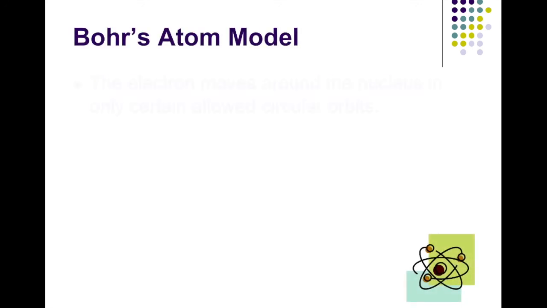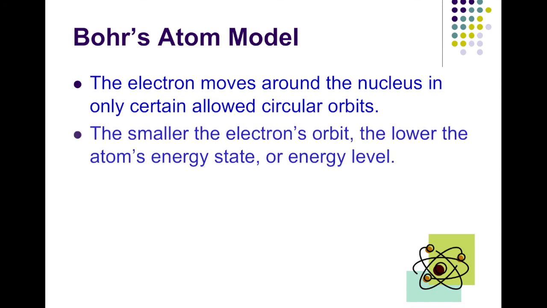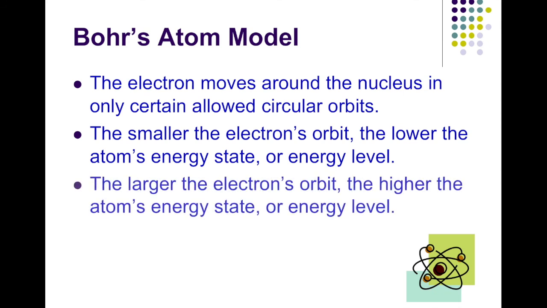Now a little bit more on Bohr's atom model. The electrons move around the nucleus in only certain allowed circular orbits. These orbits depend on the level that they're at and how much energy they have, depending on their element and how many electrons there are. The smaller the electron's orbit, the lower the atom's energy state, or the energy level. So the closer it is to the atom, the lower the energy. The further from the atom, the more energy it has. And the larger electron orbits have a higher atom energy state or energy level, as I just mentioned.